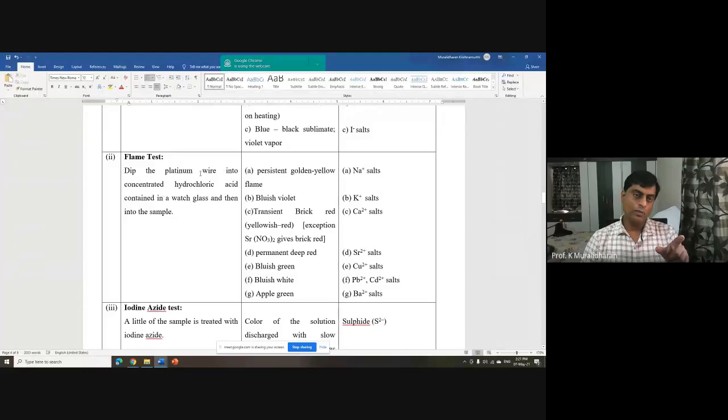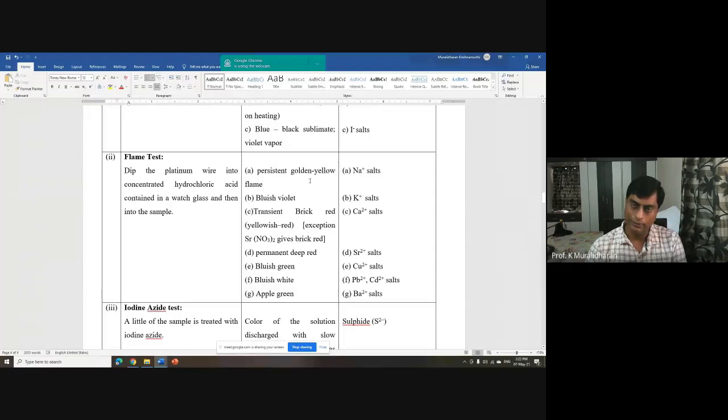A small amount of sample was taken in a watch glass, the platinum wire was dipped into concentrated hydrochloric acid, then into the sample, and it was shown to the flame. That's how you have to write. Golden yellow color flame was appearing, may be the presence of sodium salt. You have to write like that. If it is bluish violet color, you have to write bluish violet color was seen, maybe presence of potassium salt, like that.